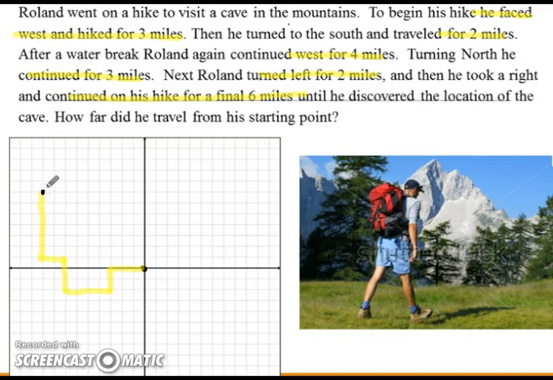So now we've got our distance. We have to figure out how far did he travel from his starting point. So we could add up all of these distances. So the 3 plus the 2 plus the 4, but it's not the direct distance. It's not the shortest distance from the 2 points. So the shortest distance, we want to know how far is it from here to here. So this is where you could create your right triangle and use the Pythagorean theorem.